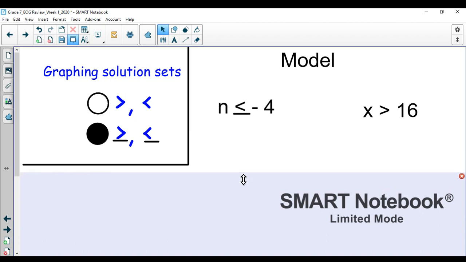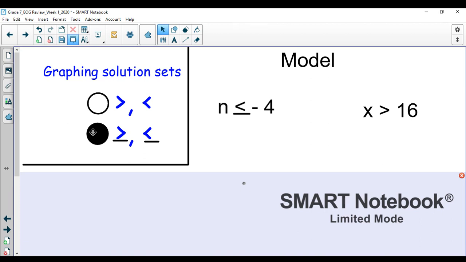Okay, so now we're going to move into graphing inequalities. That box over here to the left should definitely go into your notes. And just to review, a greater than or a less than symbol means you are going to graph with an open circle. If you have a greater than or equal or a less than or equal, you're going to use a closed in circle. That closed in circle means it is included in the solution set.